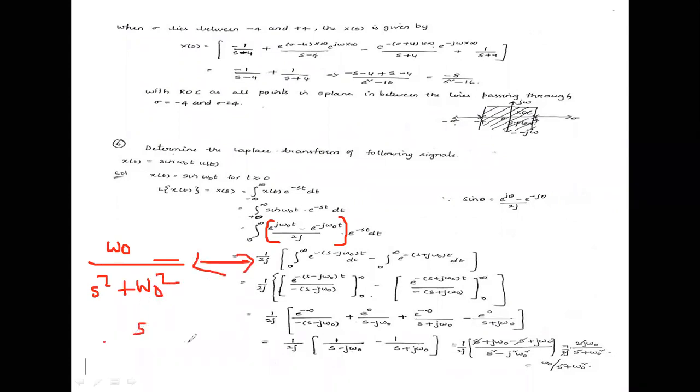The Laplace transformation of the cosine, cos ω0t μ(t), is s/(s² + ω0²). Because according to Euler's identity, cos ω0t is (e^(jω0t) + e^(−jω0t))/2. Substitute in the definition of the Laplace transformation and you get 1/(s − jω0) + 1/(s + jω0).